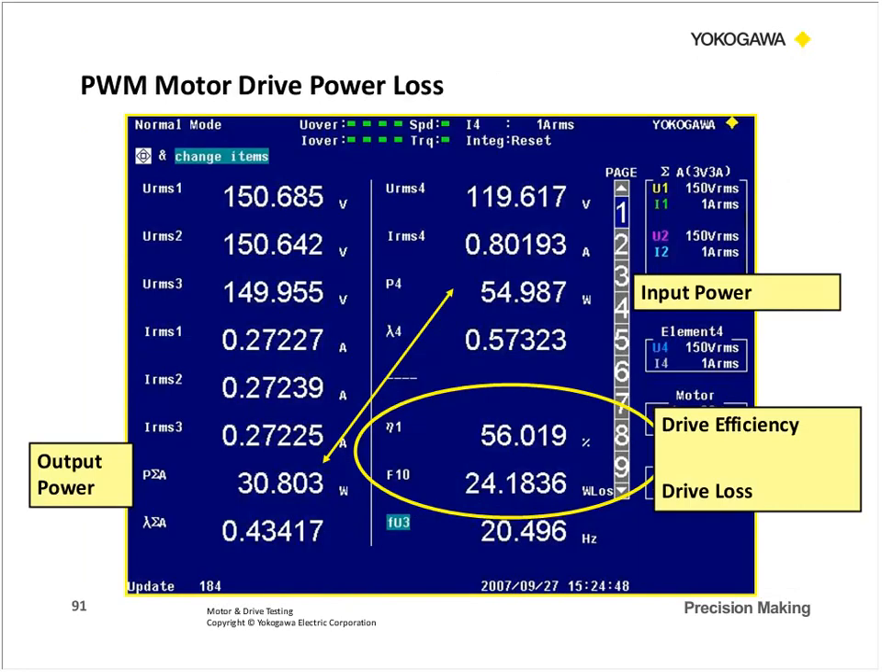So here's our example then also of our power loss. Here's our output power over here that was measured at 30.8. And my input power was measured at 54.98. So using the math, this is math function 10, we can calculate this drive loss. And also we have set up here to look at our drive efficiency under these conditions.